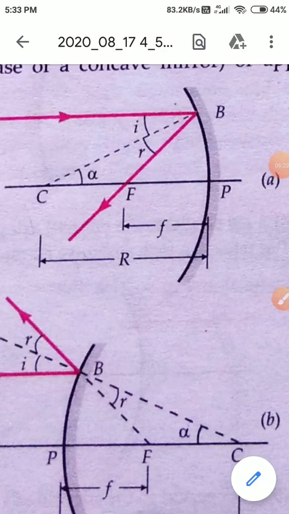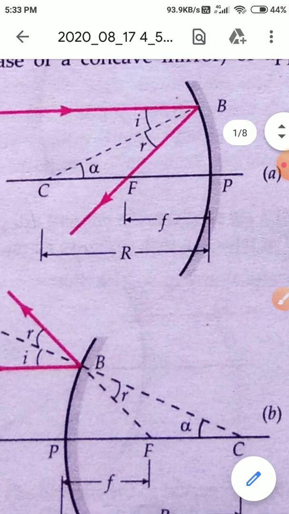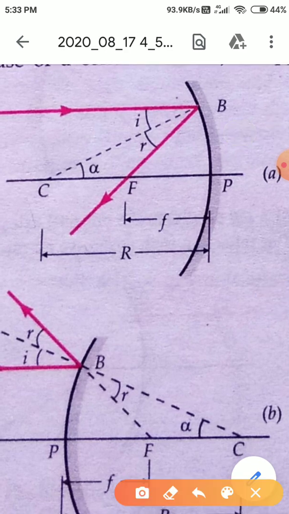So if we join the point where this ray strikes with the center of curvature, it will behave like a normal. So the angle between the incident ray and the normal is the angle of incidence. This is your angle of incidence and this is the angle of reflection. So these two rays are parallel, so these two are alternate interior angles. So I is equal to alpha.